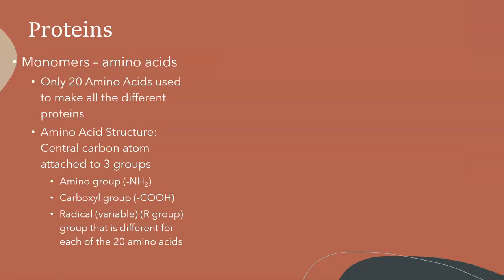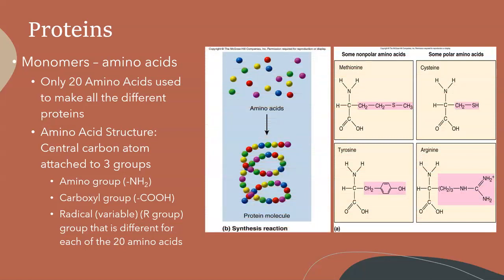The protein monomers, the monomers of proteins, are amino acids. There are only 20 amino acids that are used to make all of the different proteins. It's really quite interesting. If you ever got into talking about how your cells end up making proteins, it was very interesting to see how the body puts together only 20 different amino acids to make everything about life. Very cool.